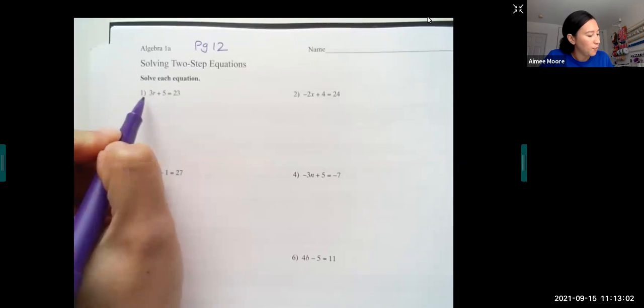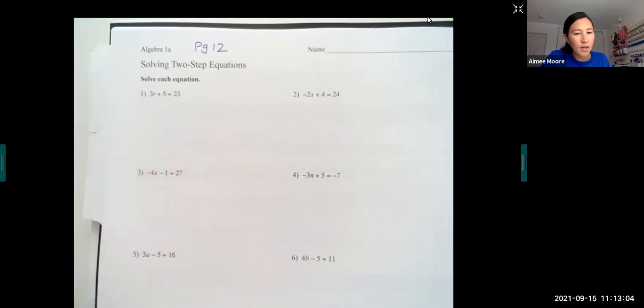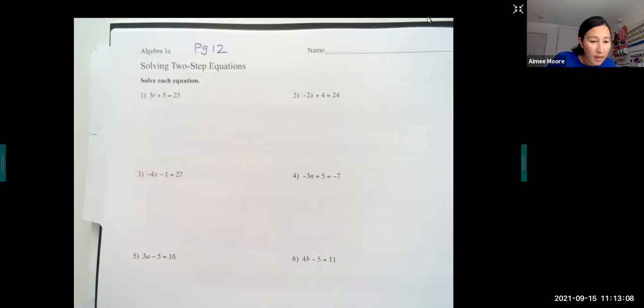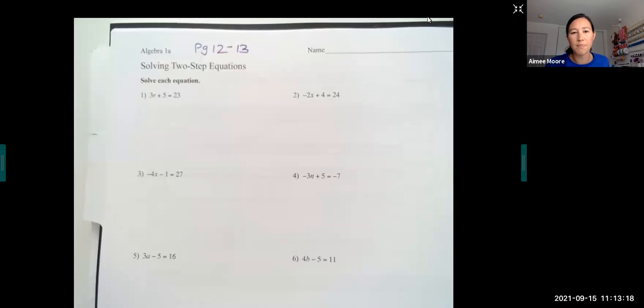All right, so for number 1, 3r plus 5 equals 23. We are trying, oh, let me read the chat again. All the assignments are done. Yes, if you've already finished pages 12 and 13, you can go and you can work on other assignments that you haven't completed, because that's all we're going to be doing here today. So yes, if you already completed page 12 and 13 in your workbook, you may go.